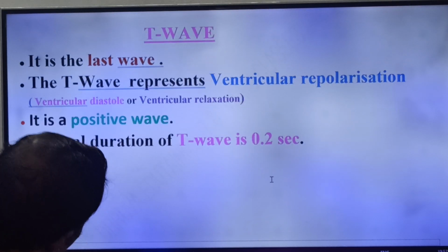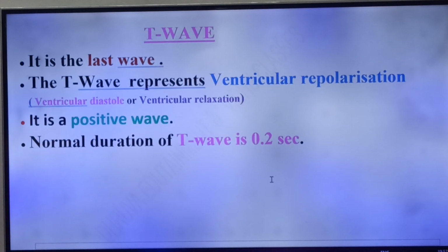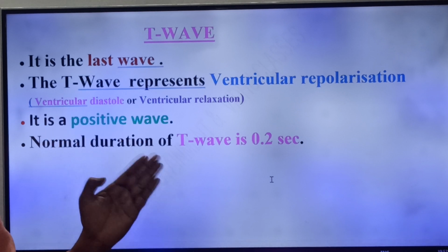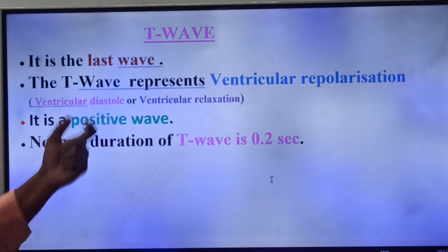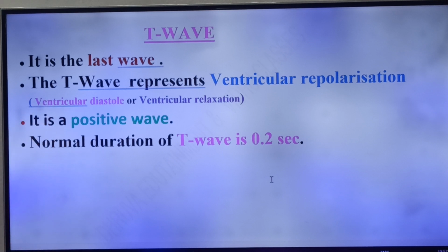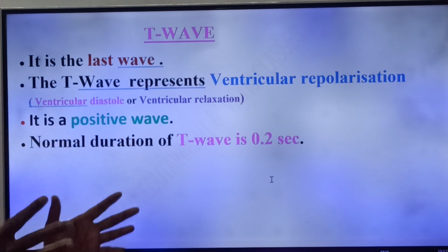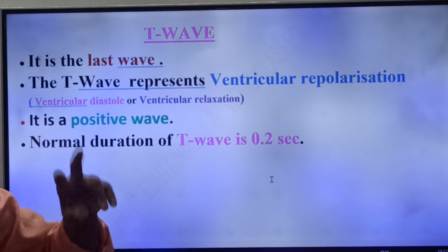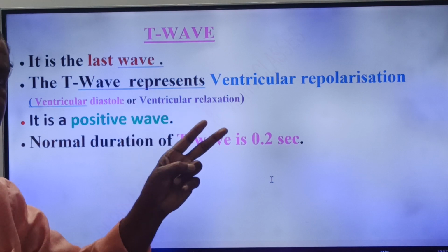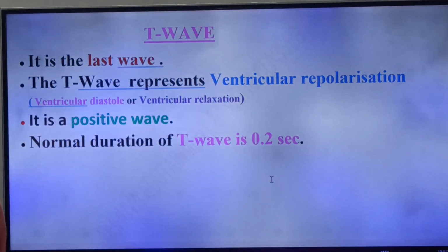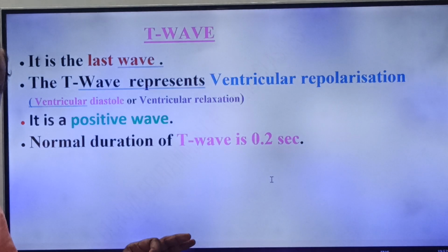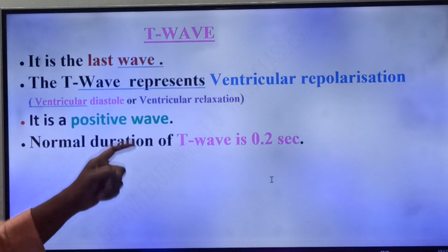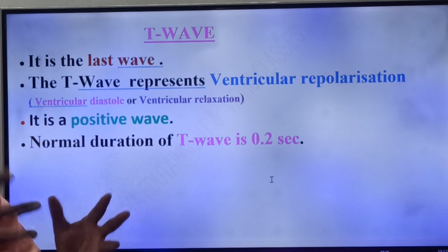Now come to T wave, friends. It is the last wave: P wave, QRS complex wave and T wave. It represents ventricular repolarization, friends, meaning ventricular diastole. In the first two waves, we said depolarization. In the P wave, atrial depolarization. In the QRS complex wave, ventricular depolarization. In the T wave, ventricular repolarization. That means ventricular diastole or ventricular relaxation, friends.